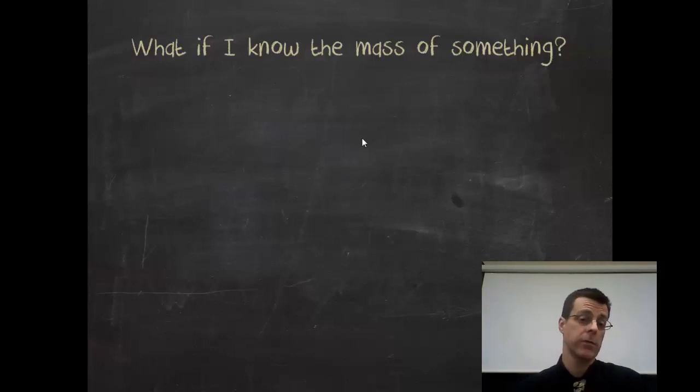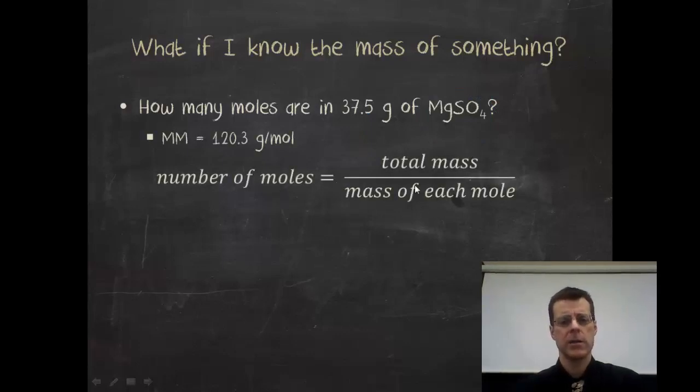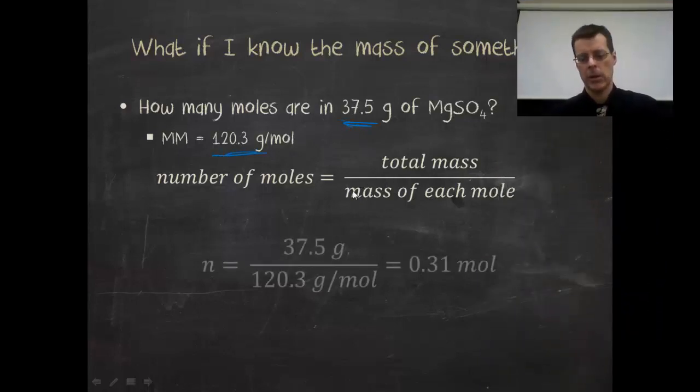Well, we often do know the mass of something. I mean, I might ask you to put something on the balance and you can measure it out, and you know what the chemical formula is. So now I can calculate from here and the periodic table molar mass, and I've just measured the mass. Well, what do I do with that? I'm going to take the total mass that I'm given, 37.5 grams, divided by the molar mass. And when I do that, I get this. So 37.5 divided by 120.3, 0.31 moles.